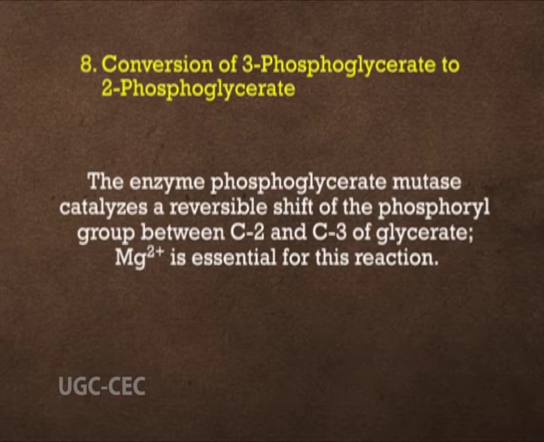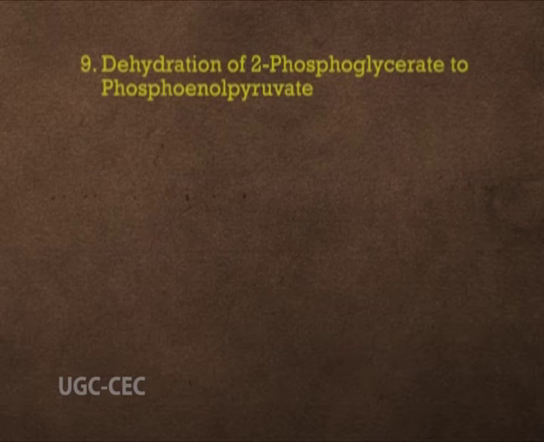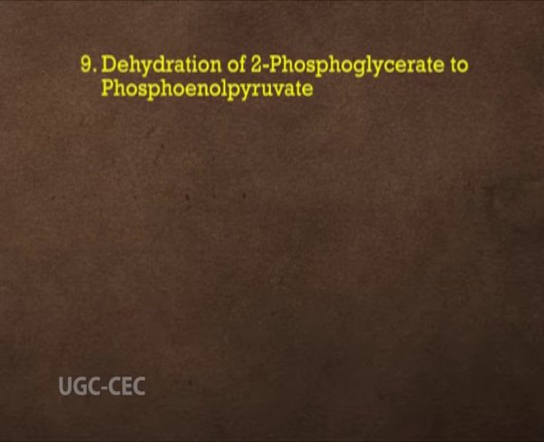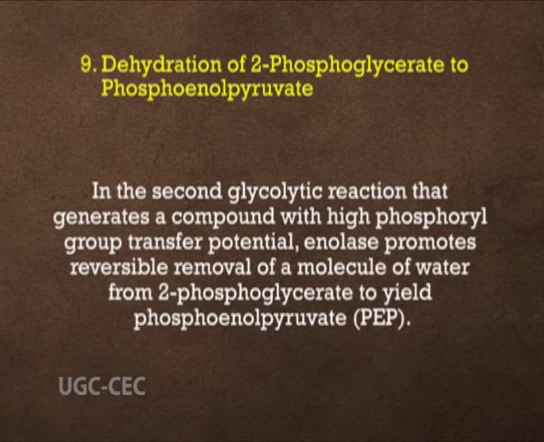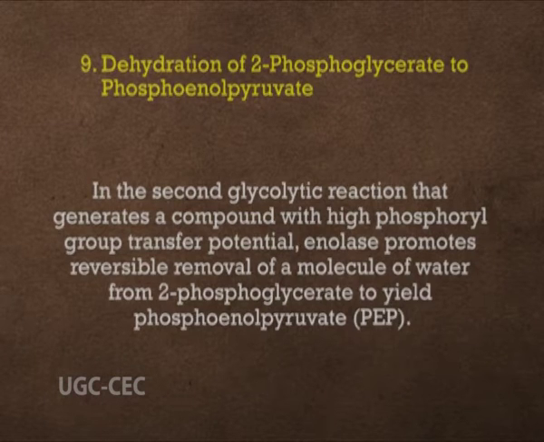Now let's look at step 8, which is conversion of 3-phosphoglycerate to 2-phosphoglycerate. The enzyme phosphoglycerate mutase catalyzes a reversible shift of the phosphoryl group between C2 and C3 of the glycerate. Magnesium ion is essential for this reaction. Now, step 9, dehydration of 2-phosphoglycerate to phosphoenolpyruvate. In the second glycolytic reaction that generates a compound with high phosphoryl group transfer potential, enolase promotes reversible removal of a molecule of water from 2-phosphoglycerate to yield phosphoenolpyruvate, also known as PEP.